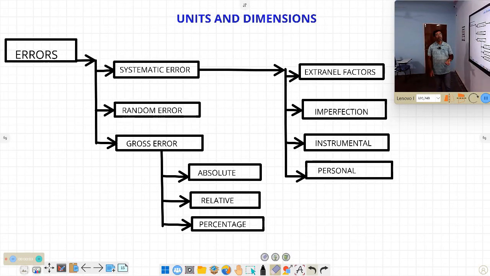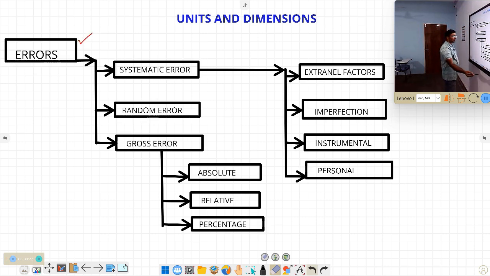Hello students, in this class we are going to discuss the topic of errors in units and dimensions. In the previous class we learned about applications of dimensional analysis. Now it is errors and types of errors, and after that we'll discuss some competitive-based concepts, problems and examples.